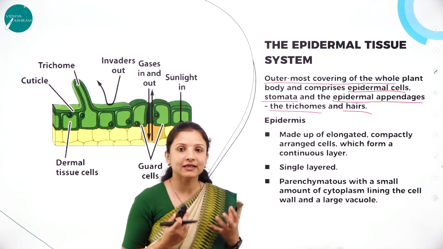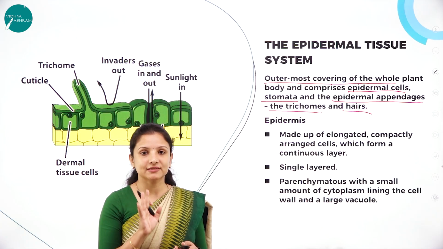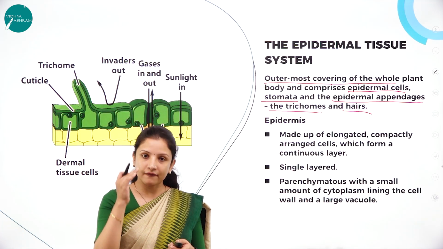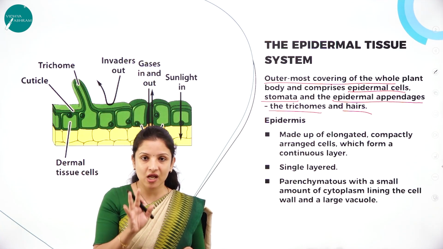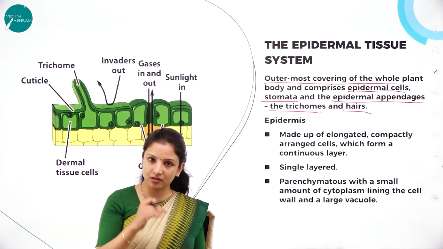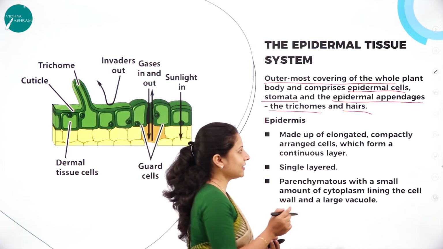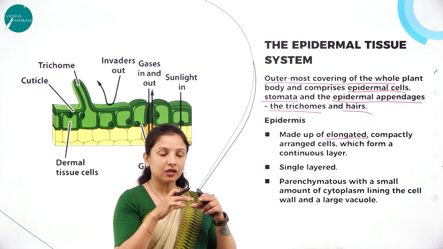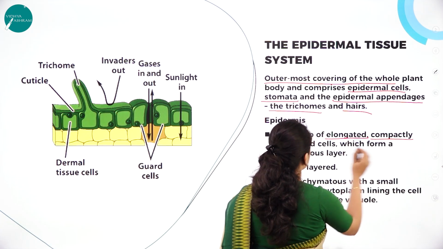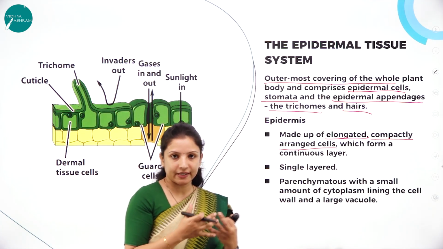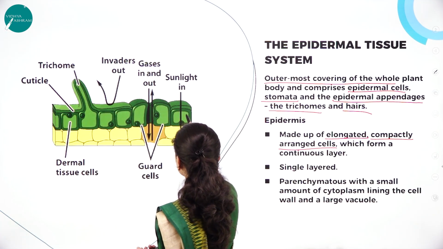So the epidermis, what is it made up of? It consists of parenchyma cells. Now how do these parenchyma cells look in the epidermal tissue? Of course, in the ground tissue also parenchyma cells will be present, but there is a difference between the shape of the parenchyma cells in the ground tissue and those of the epidermal tissue. In the epidermis, the parenchyma cells are elongated. They are a bit lengthy, not completely round or oval. They are compactly arranged cells, meaning they do not have intercellular spaces and they form a continuous layer. So if you can see here, they are elongated.